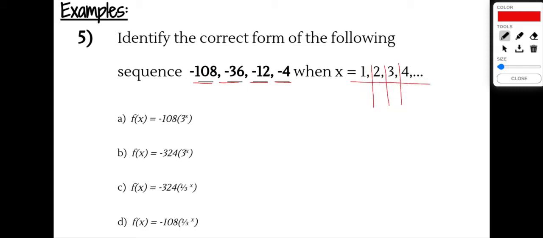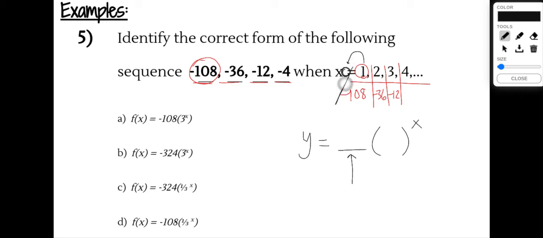When I plug in x equals 1 into one of these functions, I get that first term in the sequence, negative 108. Then I have negative 36. And the next one's negative 12. Okay, so let's get ready to write the function rule. Okay, y-intercept. Do you see the problem here? It says x is 1, so I have to go back to when x is 0.